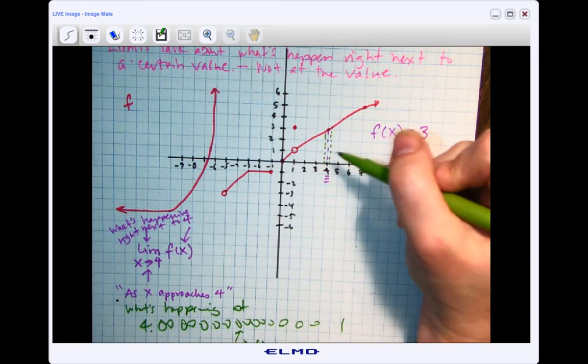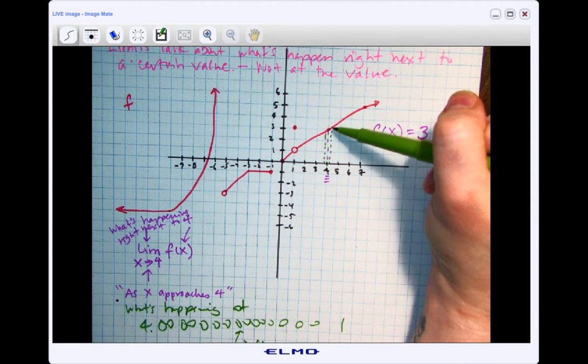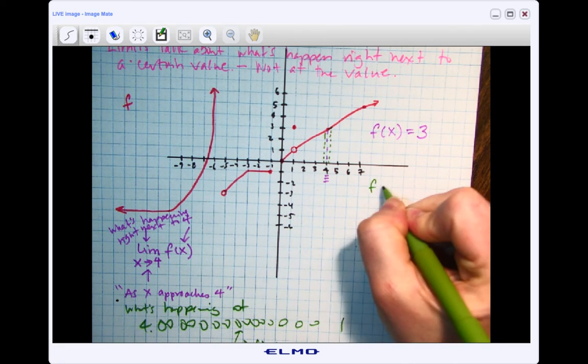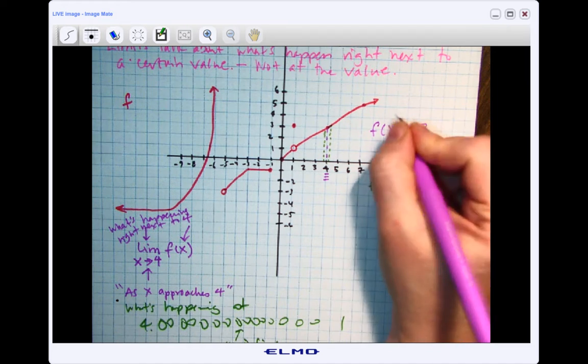So if we look at those numbers that are really close to 4, you can see that the output is really close to 4. So, f of, this is supposed to say f of 4.